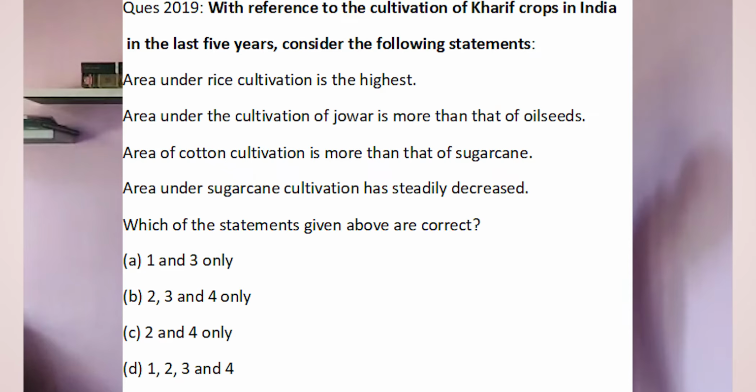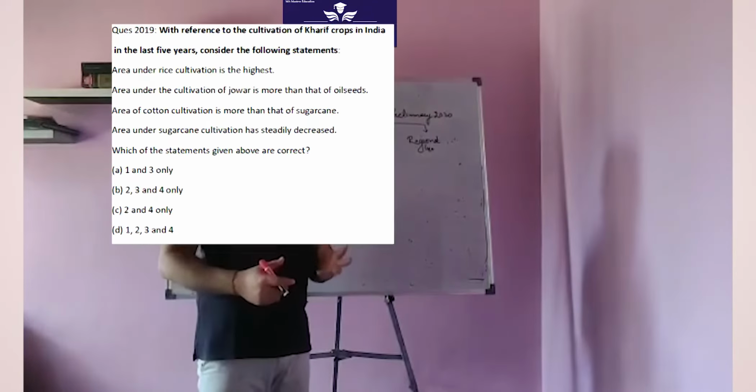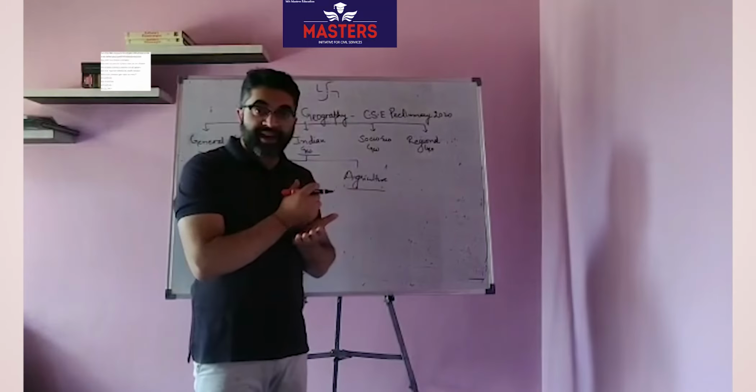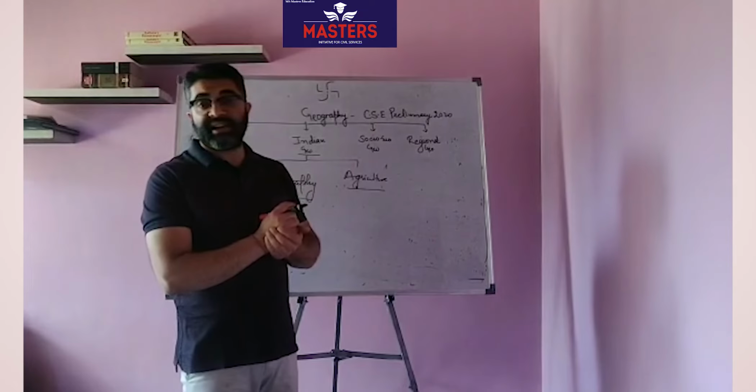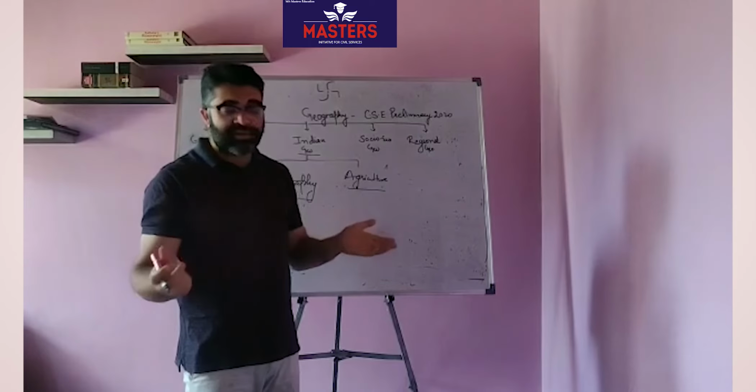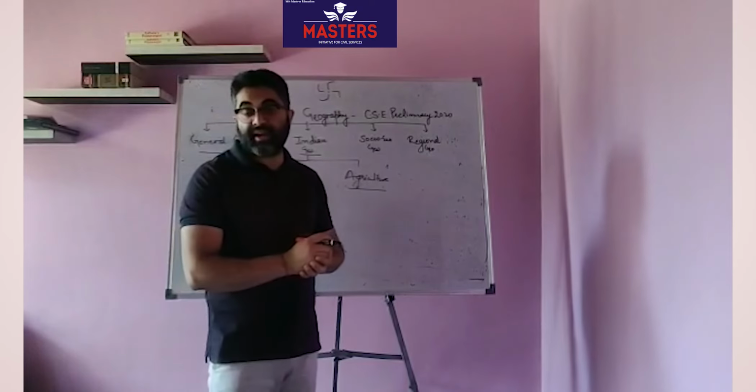Which of the following statements given above are correct? 1 and 3 only, 2, 3 and 4, 2 and 4 only, 1, 2 and 3, or 1, 2, 3 and 4. Now, such questions, that is the trend. Again, in classes we have been repeatedly saying that India has the largest area under rice cultivation. You know this, very easy to understand.